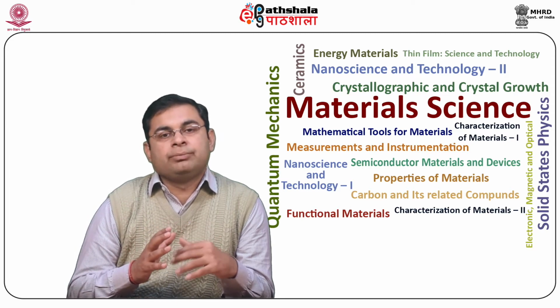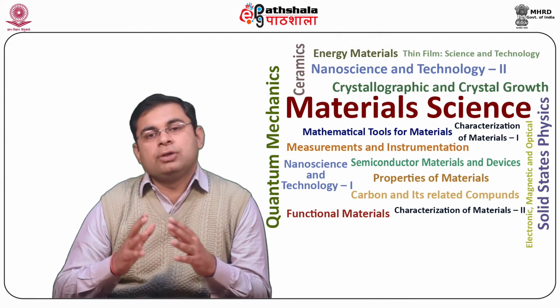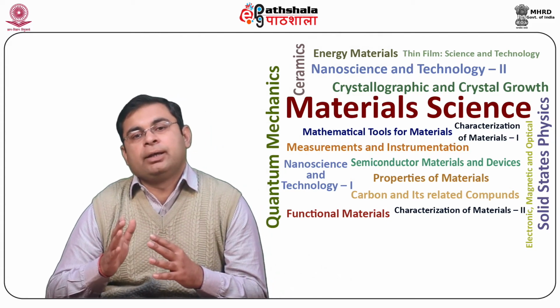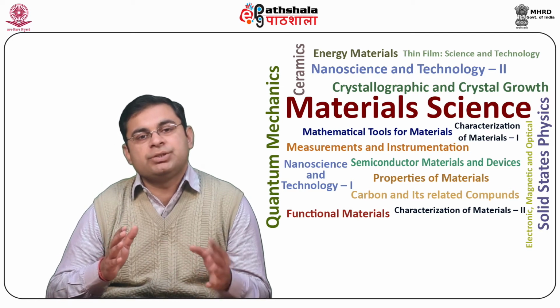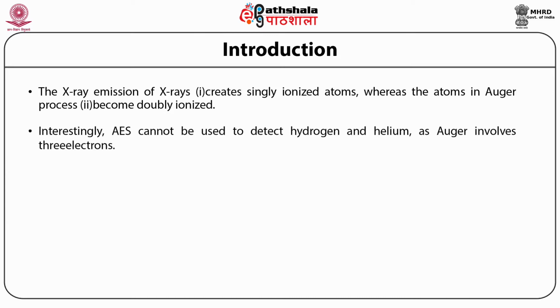Around the same time, Lise Meitner also discovered this effect in an independent investigation. The emission of X-rays creates singly ionized atoms, whereas the atoms in the Auger process become doubly ionized. Interestingly, AES cannot be used to detect hydrogen and helium, as Auger involves 3 electrons.